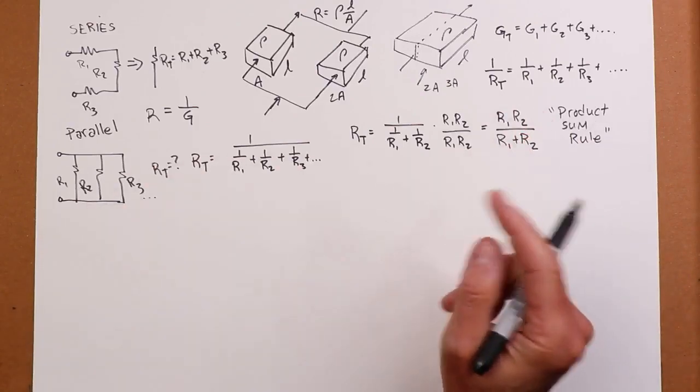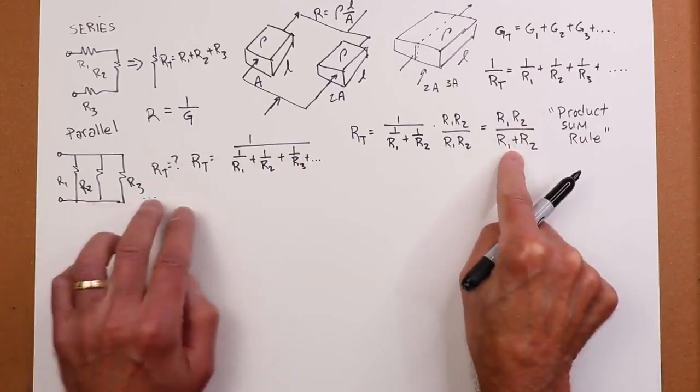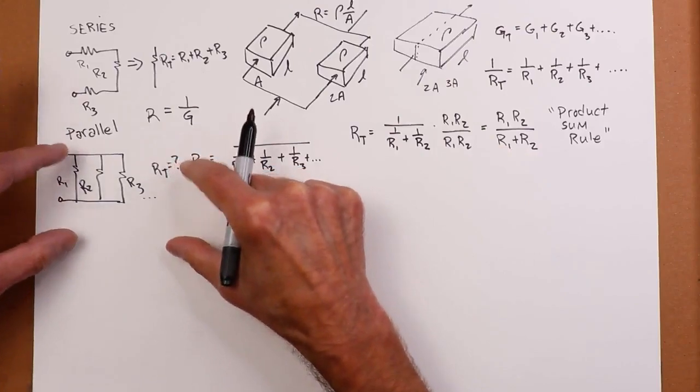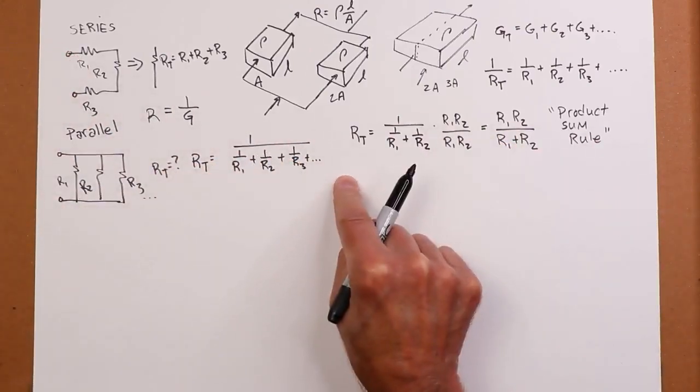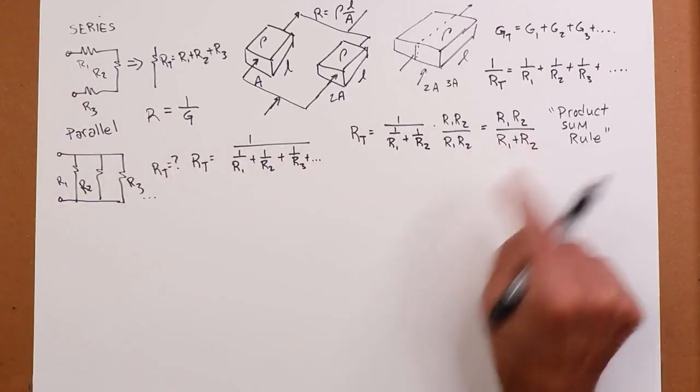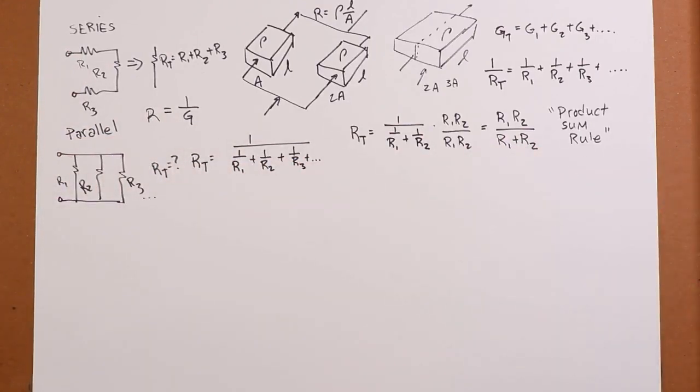If you had four resistors, you know, you could do one pair, do another pair. Now you have two resistors, do that pair. If you have a large number of resistors, it's easier if you just do the conductance. But if you just have pairs, you can do this. There is another little trick that we can do.